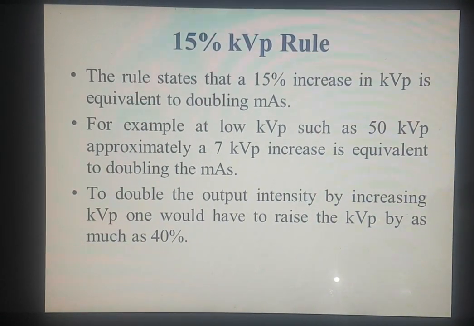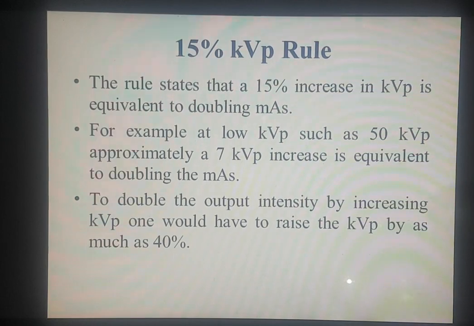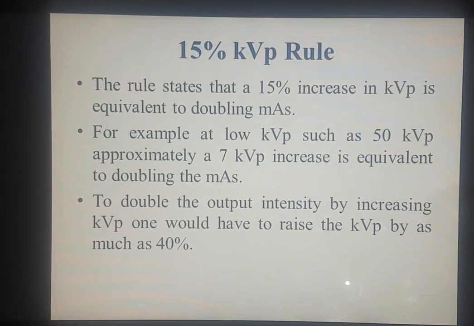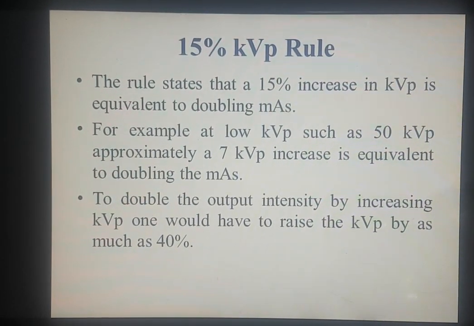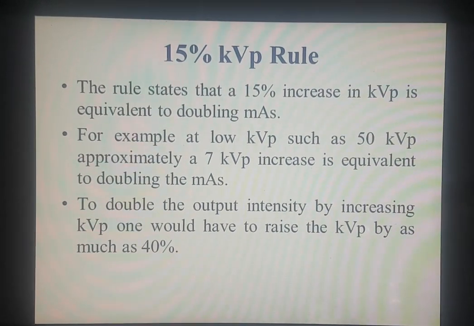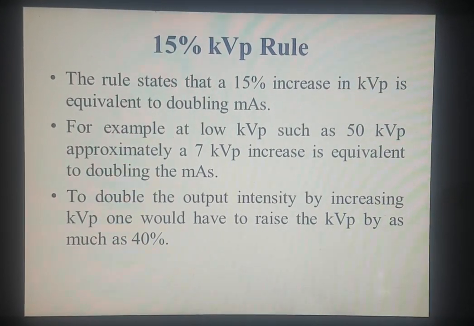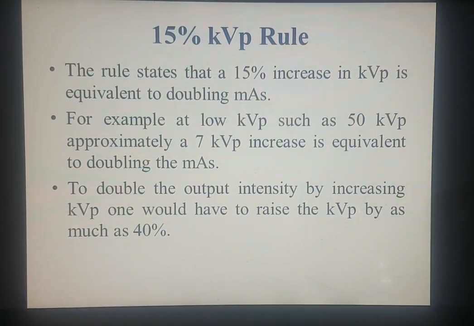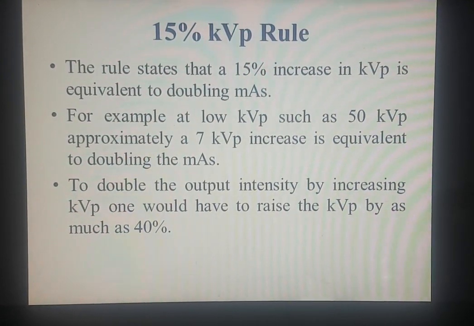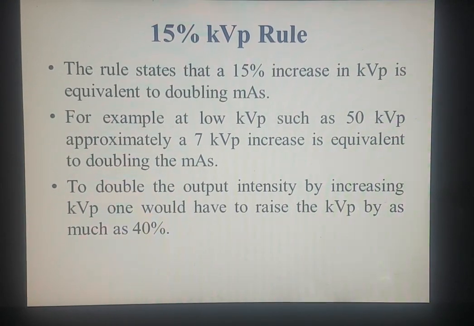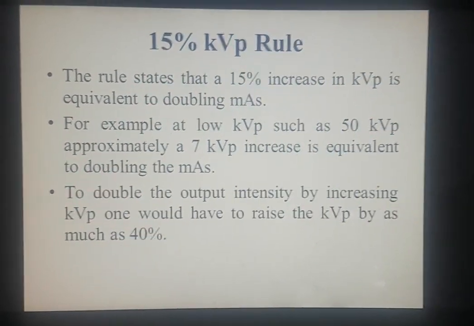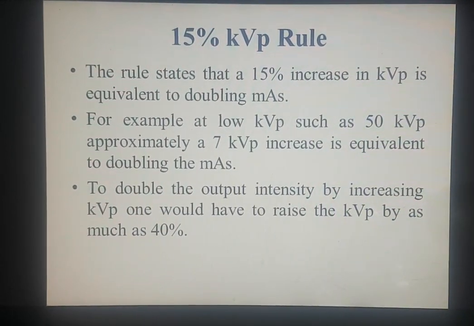And how would we calculate it? We would actually use the factor of 1.15, where 1 already represents 100 and 0.15 would be our additional KVP. So by multiplying it with our selected KVP, we can calculate our new KVP.